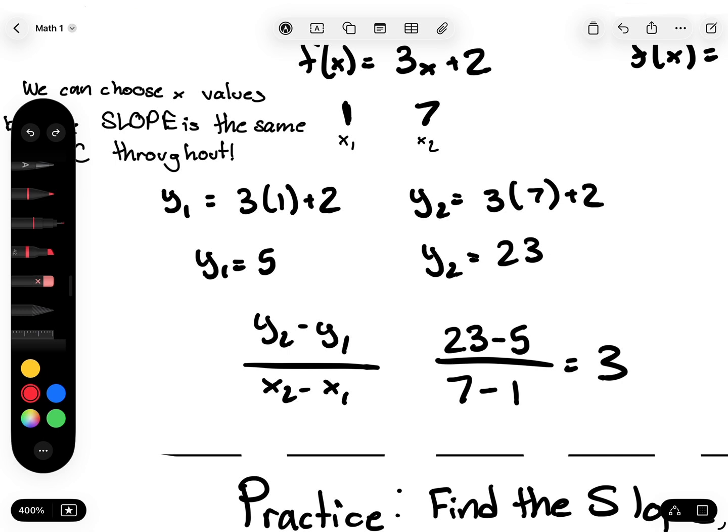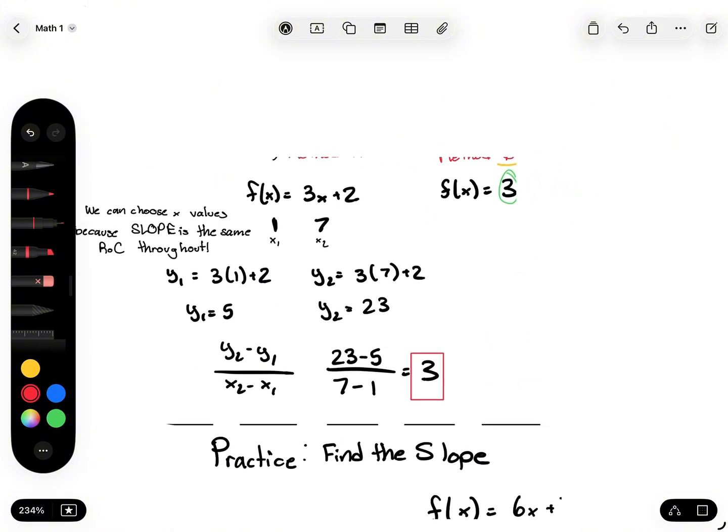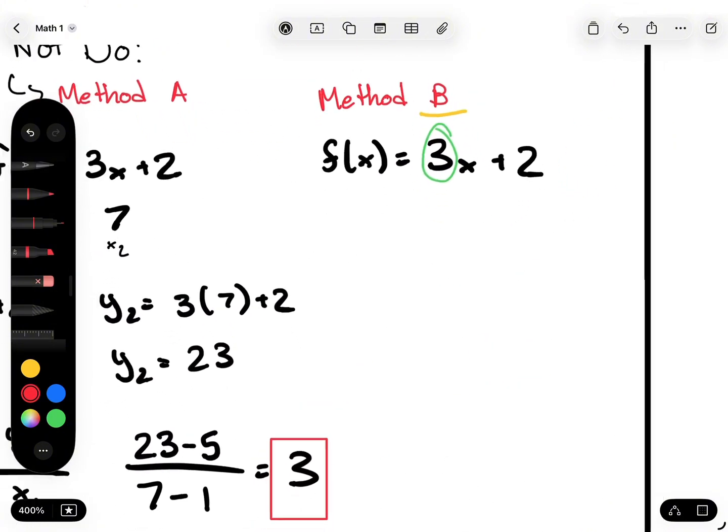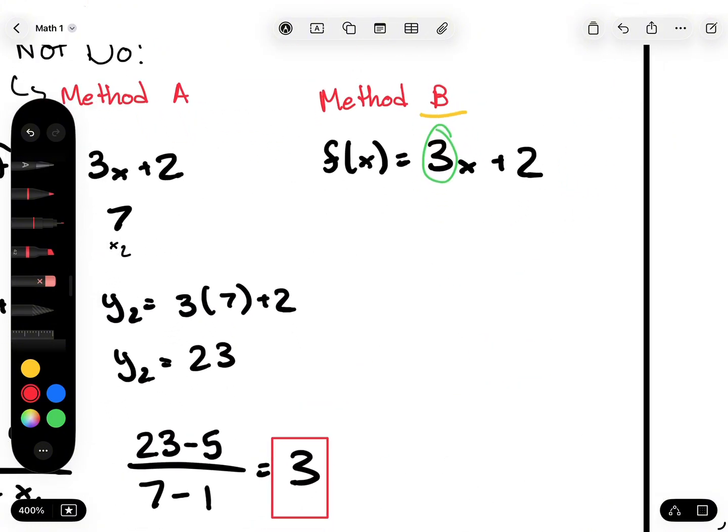y2 is 23. Using our formula, y2 minus y1 divided by x2 minus x1, I plugged each number into its corresponding spot, giving me 23 minus 5 divided by 7 minus 1, which equals 3. That seems like a lot of work for something that can seem so simple as just circling the number in front of x, and that is method B.